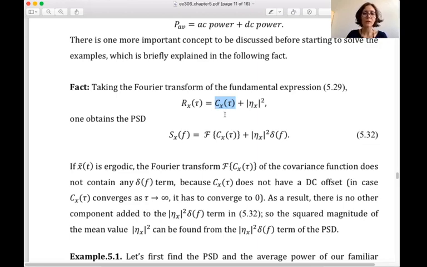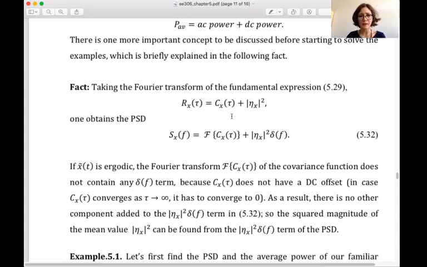It means that there are some possible typical cases. Cx of tau could be oscillating around 0, around the mean value 0. Or Cx of tau could have some transient behavior with tau, and it could converge to 0 as tau approaches infinity. But what cannot happen is that Cx of tau converges to some constant other than 0. This is what we mean by saying that the autocovariance function cannot have a non-zero DC offset for ergodic processes.